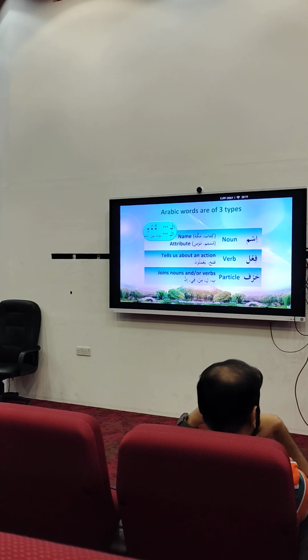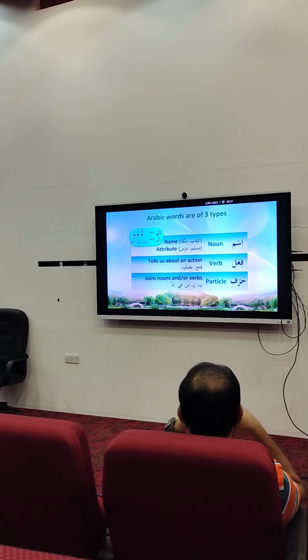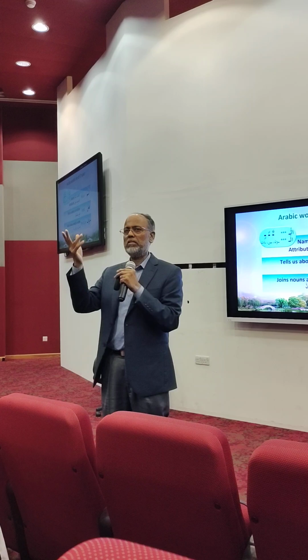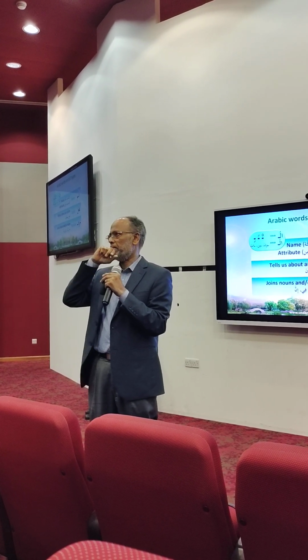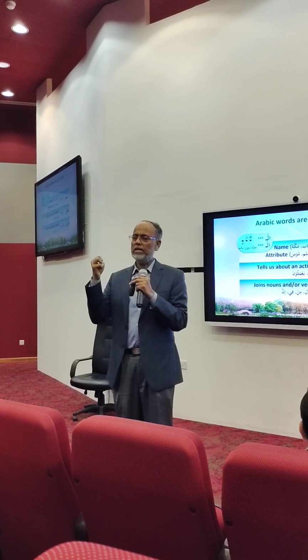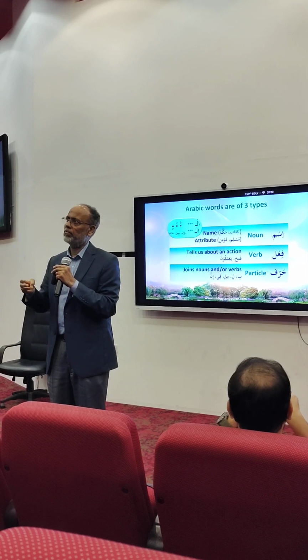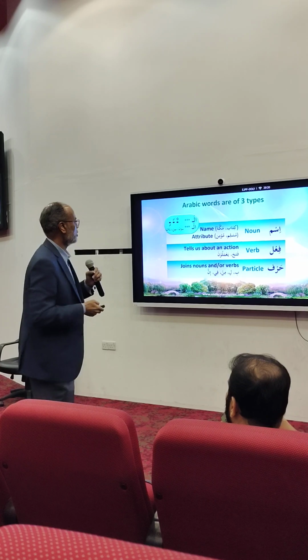Okay. We learned that Arabic words are of three types. What are they? Ism, fi'l, and harf. Ism is noun, fi'l is verb, and harf is article. Whatever is not a verb, whatever is not a noun is harf. That's very simple. So ism, fi'l, harf. Now, in this class, we'll start with some of the particles.